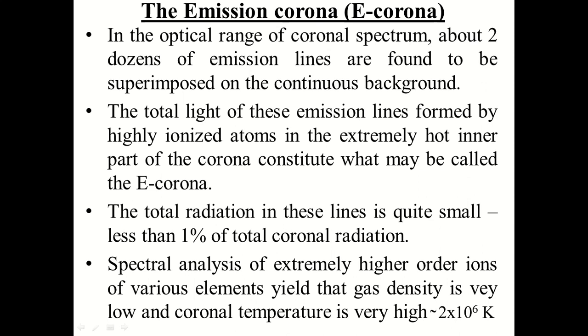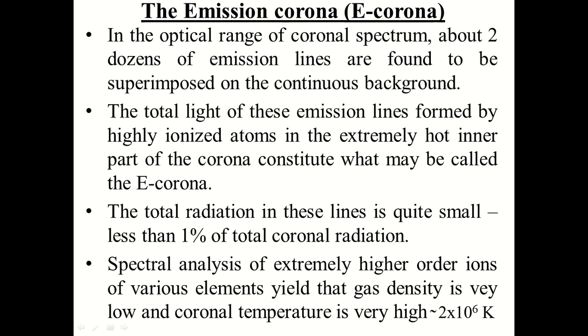The spectral analysis of extremely higher order ions of various elements yields that gas density is very low and coronal temperature is very high, approximately 2 into 10 raised to 6 kelvins. Now that's all about the different layers of the sun's atmosphere.